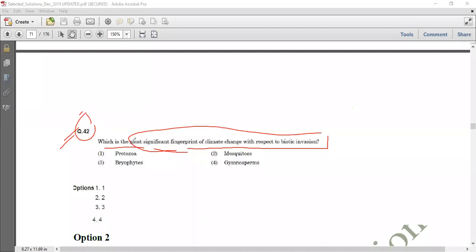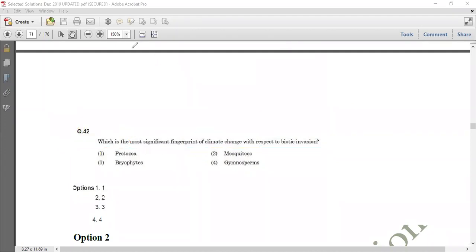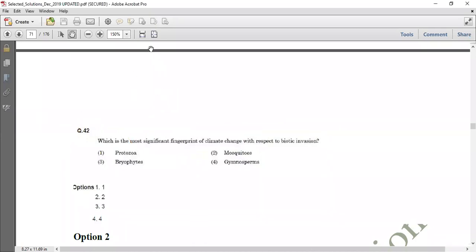So you know that mosquitoes are like DDT resistant, right? And with change in climate or with time, they have become resistant to DDT, right?